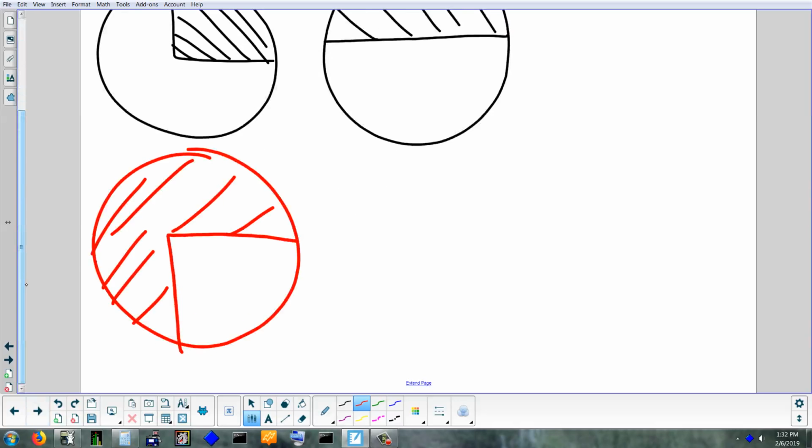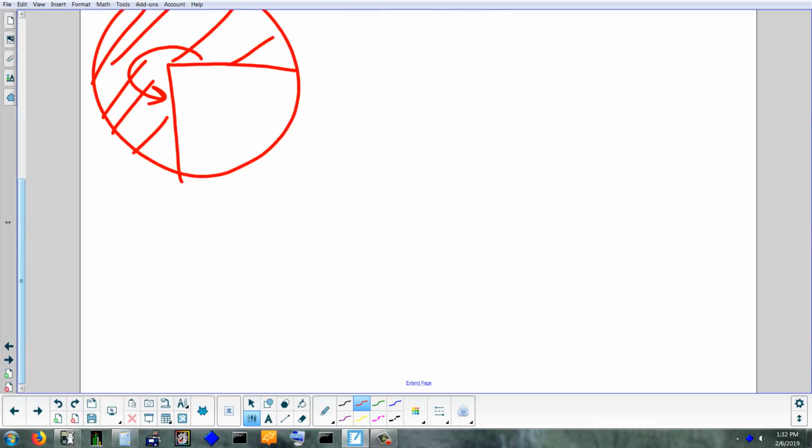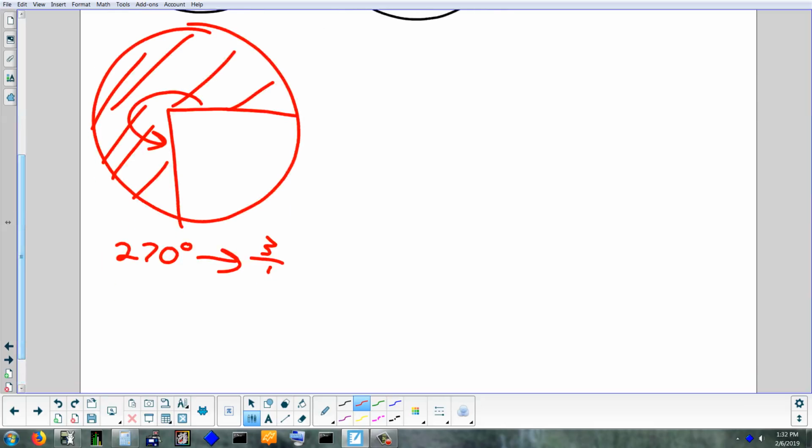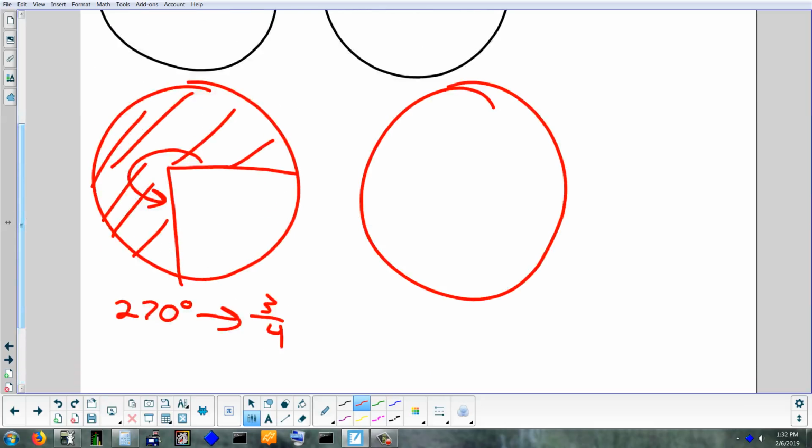How big is that angle? 270. That's 270. And how much of the circle is shaded in now? 3/4. Well, let's go one more step. Let's go like this. Here's your initial. Here's your terminal. The two sides are right on top of each other.